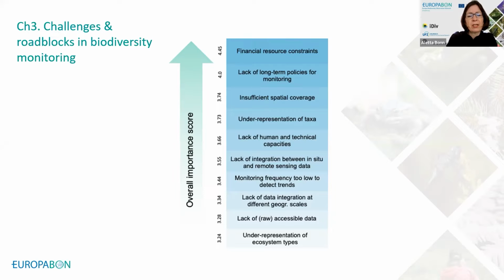And then obviously there's an underrepresentation not only of taxa, but also of certain ecosystem types. We have to be reminded that the marine ecosystems also need to be included, as well as freshwater systems. And we very often talk about terrestrial data. Well, there are a lot of initiatives on the way. Okay, next slide.